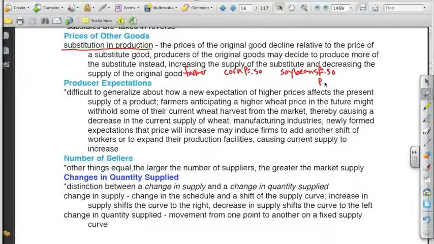If the price of soybeans increases so that it equals $1 a bushel, then I will now stop production of corn and use all of that land and start up production of soybeans. So instead of planting corn, I will now plant soybeans. So if prices of other goods increase, then the supply of the original good will decrease. So we have an inverse relationship.